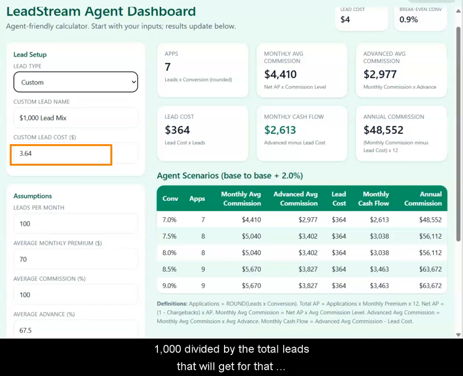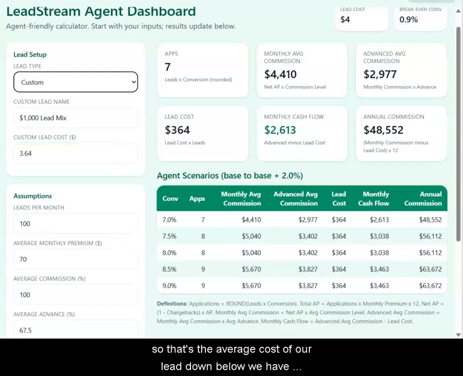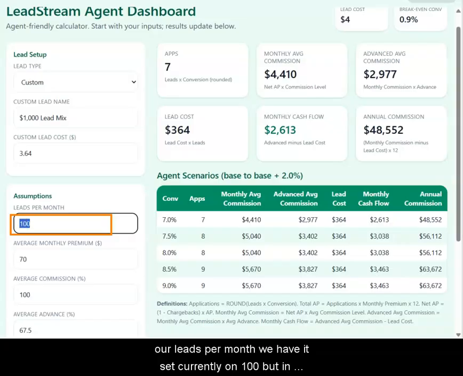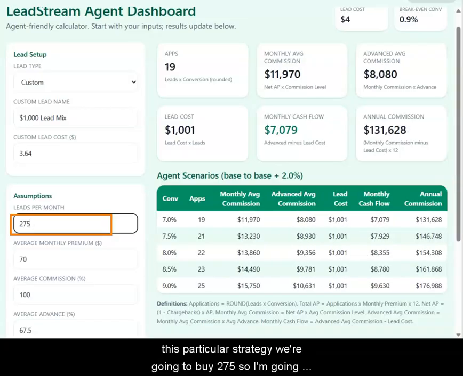So 1,000 divided by 275 equals $3.64. So that's the average cost of our lead. Down below, we have our leads per month. We have it set currently on 100, but in this particular strategy, we're going to buy 275. So I'm going to change that to 275.